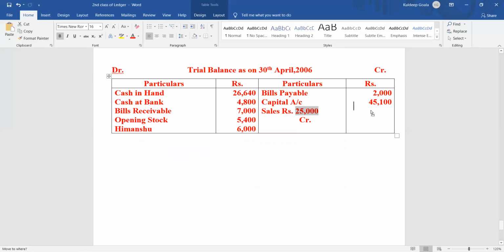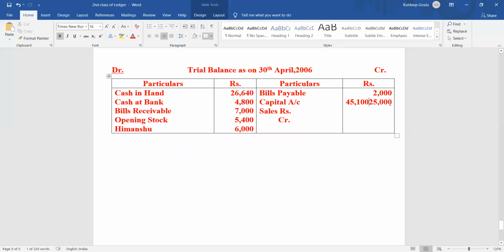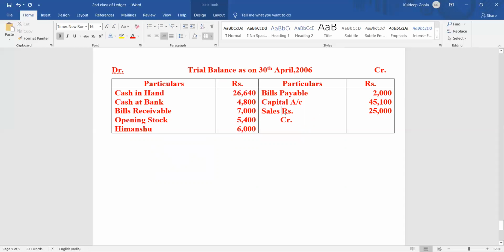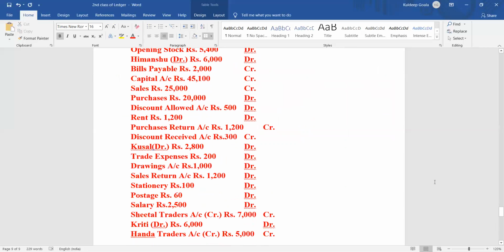Sales, it was 25,000. Okay, now one by one we will find out other items also. So let's move back again and just check what are the items up to sales we have done.